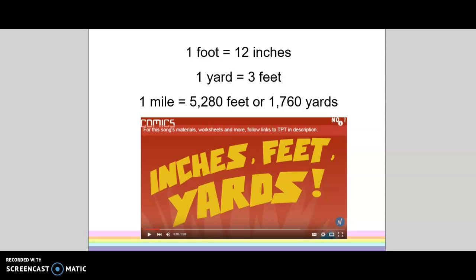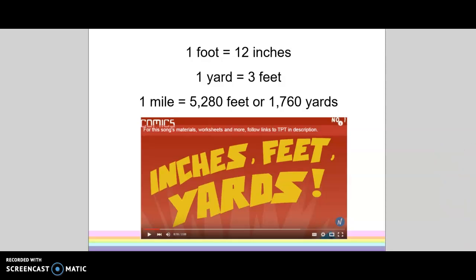You probably have the inches to feet memorized, and probably even the feet to yards memorized. You don't have to have these memorized. I'll never ask for you to do conversions without giving you those equivalents first, but it's good to know that stuff. It's just good to have that in your mind. So if you know it already, good for you.